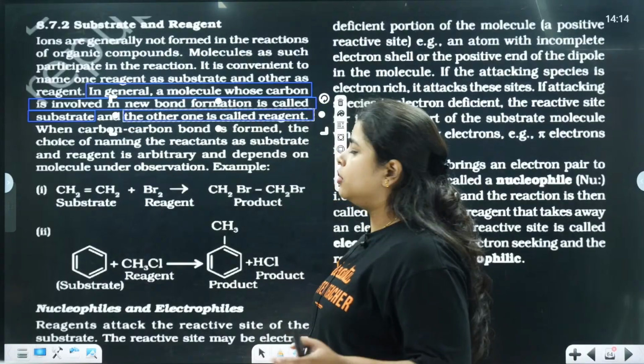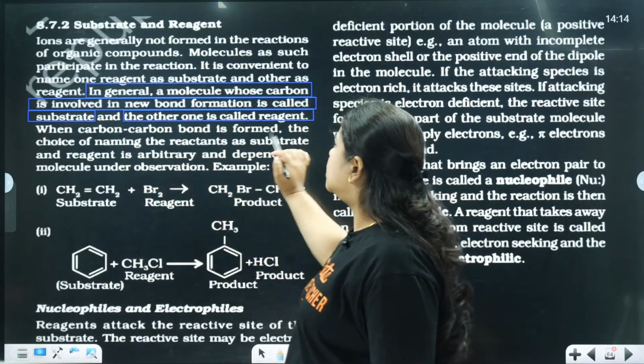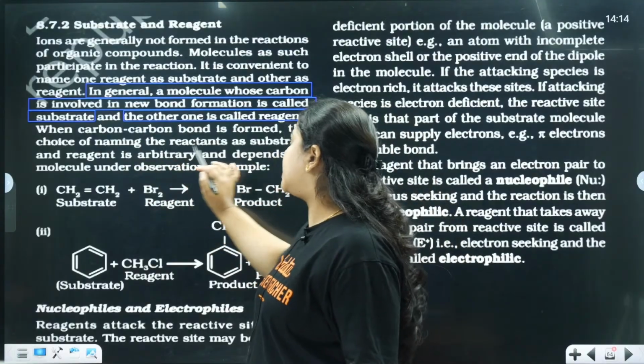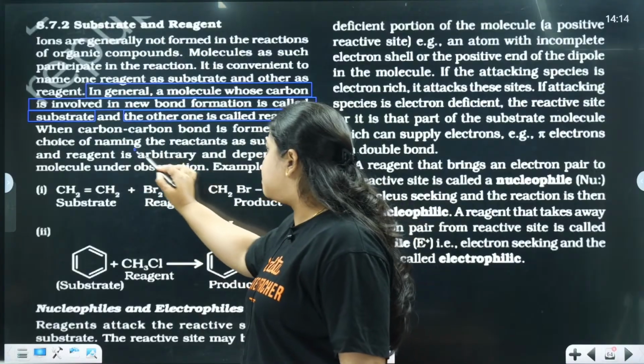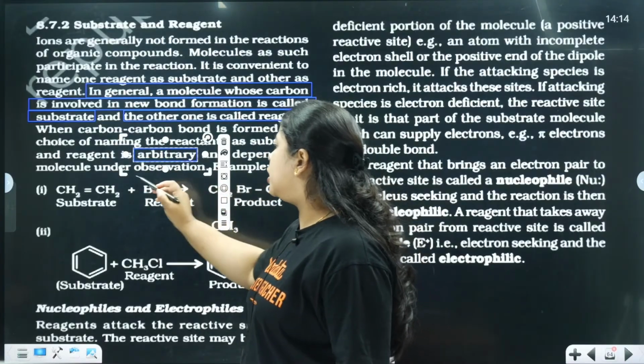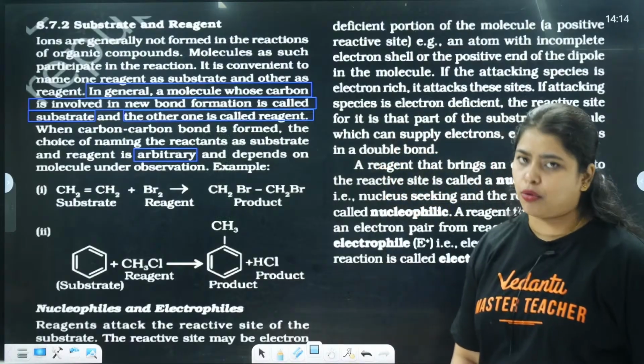Which one is remaining? No, that is called a reagent. Now when a carbon-carbon bond is being formed, the choice of naming the reactants as substrate and reagent is going to be arbitrary, and it depends on the molecules under observation.